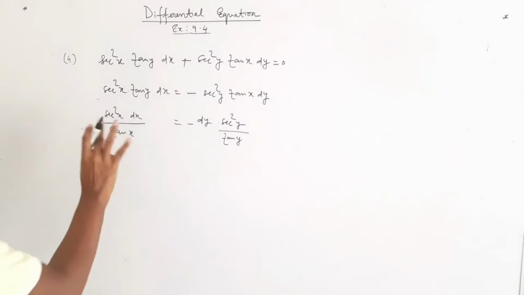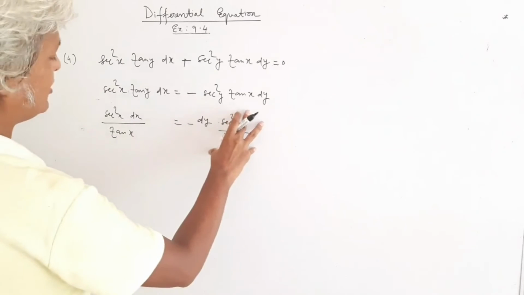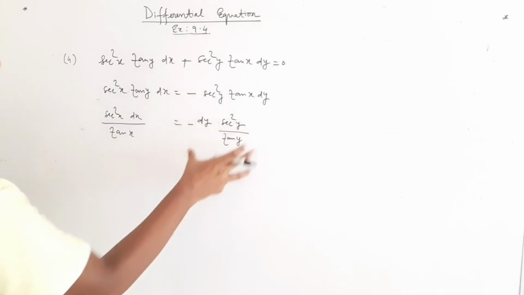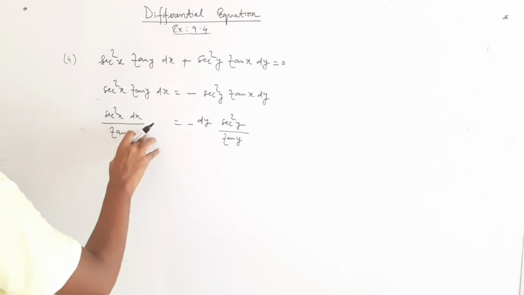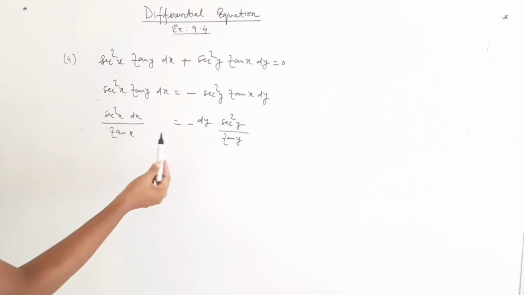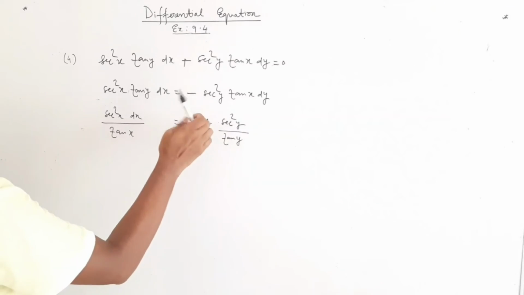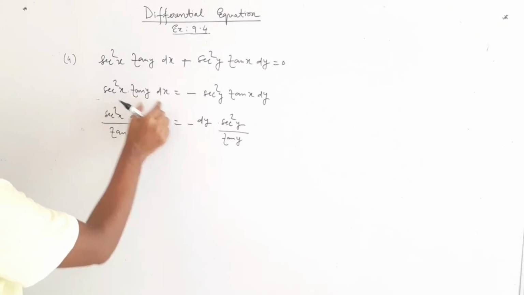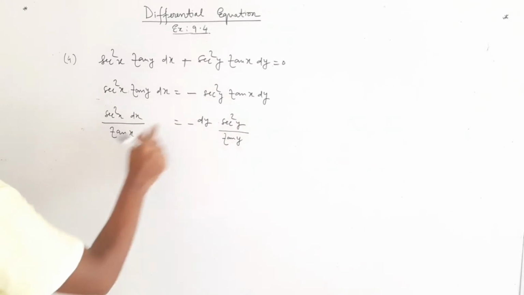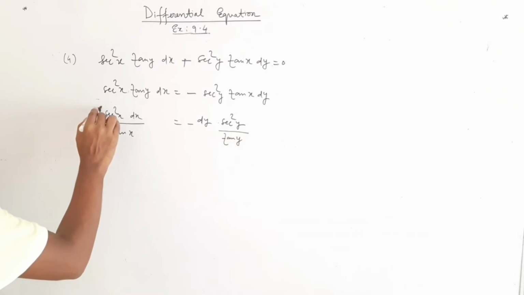So this is called separation of variables. Keep the function of x on one side and the function of y on the other side. Keep dx along with the function of x and dy along with the function of y. Now let's verify. dy is there, sec square y as it is, I brought this tan y down. Sec square x dx as it is, I brought this tan x down. That's fine. Now I integrate.